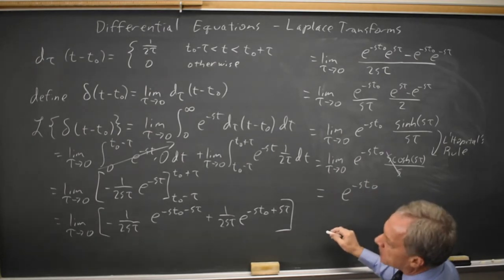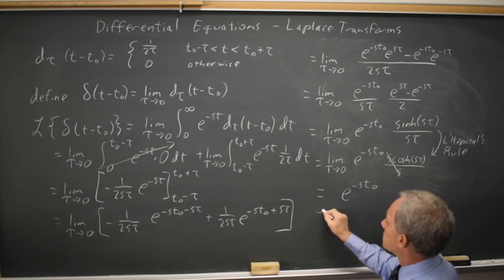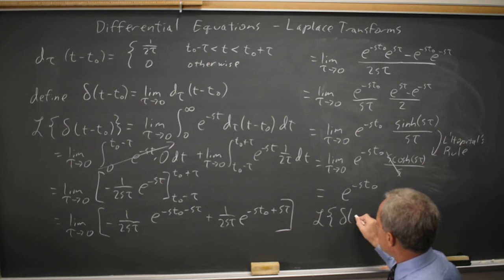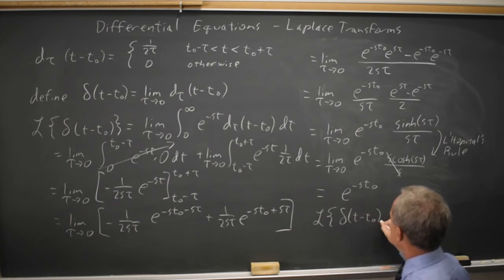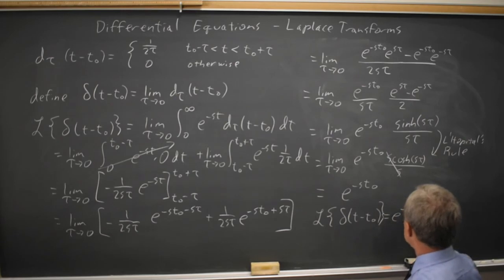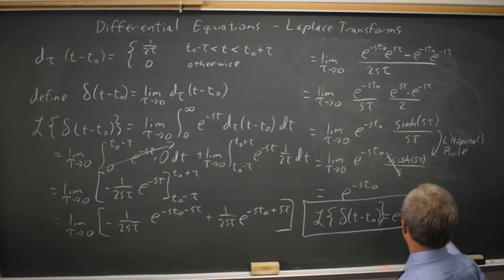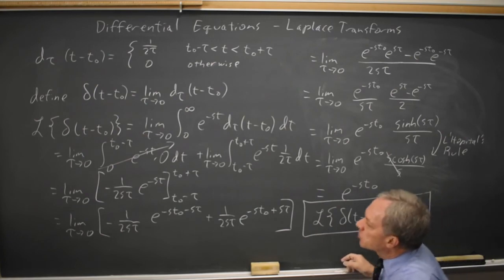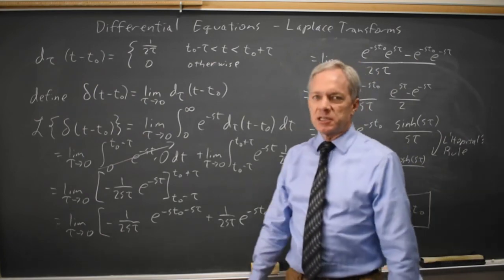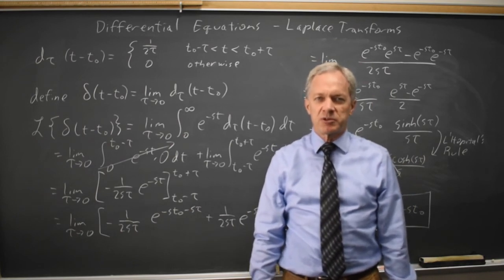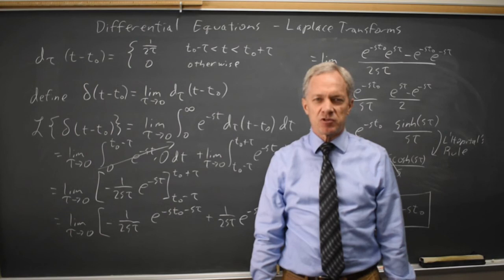t0. So I can add to my table of Laplace transforms that the Laplace transform of the Dirac delta function at t minus t0 is e to the negative s t0. And it turns out that the Dirac delta function and piecewise functions are two of the primary reasons that we use Laplace transforms. So this is one of our important transforms.